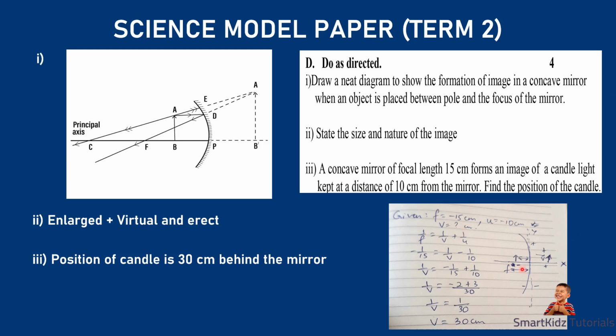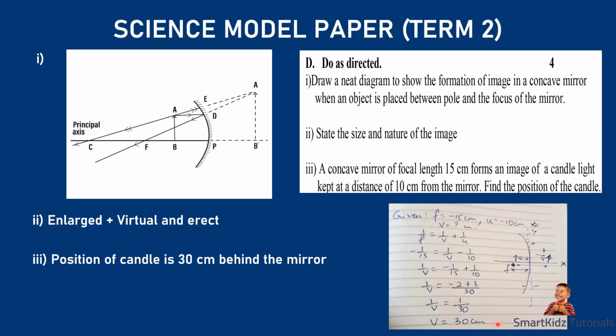Same thing goes with the object. It says the object is 10 centimeters from the mirror. The object is also on the left hand side of the mirror, so its distance from the mirror becomes negative, and that's why we've taken u as minus 10 centimeters. So we use the formula 1 upon f equals 1 upon v plus 1 upon u, and upon solving, we get v equal to 30 centimeters, positive.